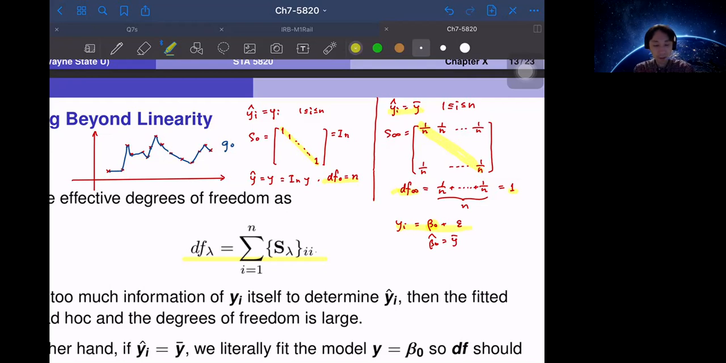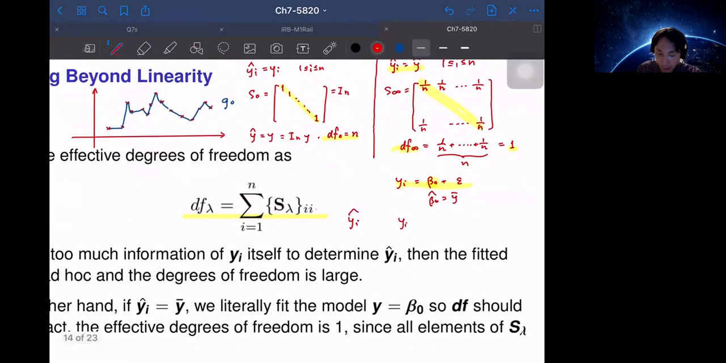So if we describe it a little more, to determine yi hat, if we use a large portion of yi, so we put a large weight on yi, then that means the model is more flexible. Right? Because to describe yi hat, we use the information of yi, so it fits the data more. So that means if the diagonal term is large, then the model is more flexible, more data oriented, but more complicated.